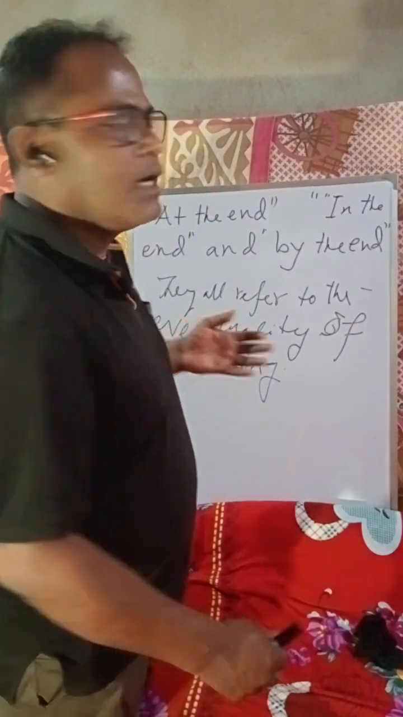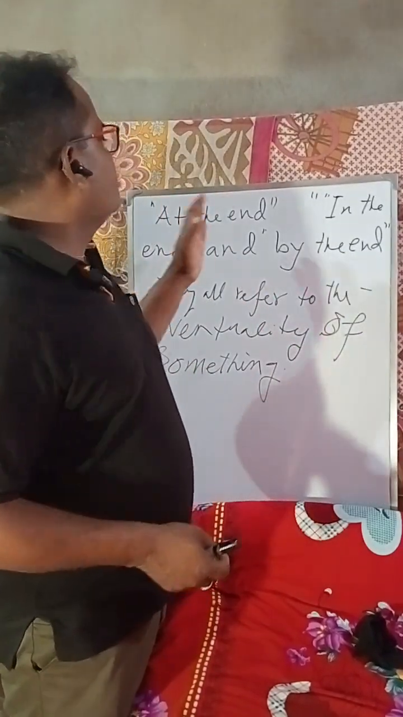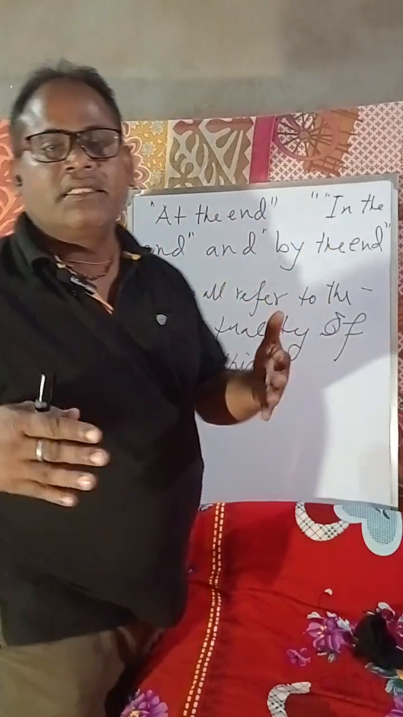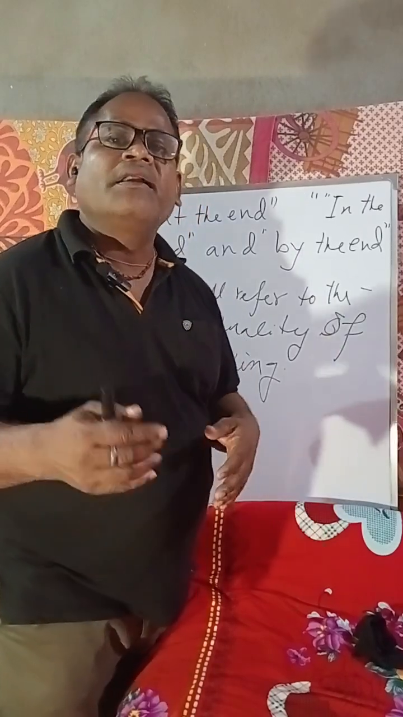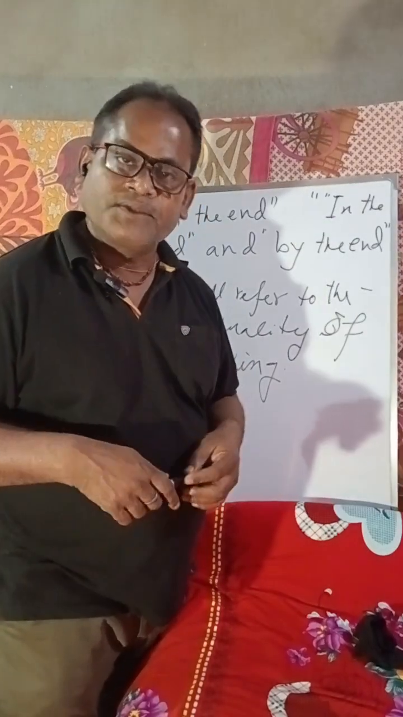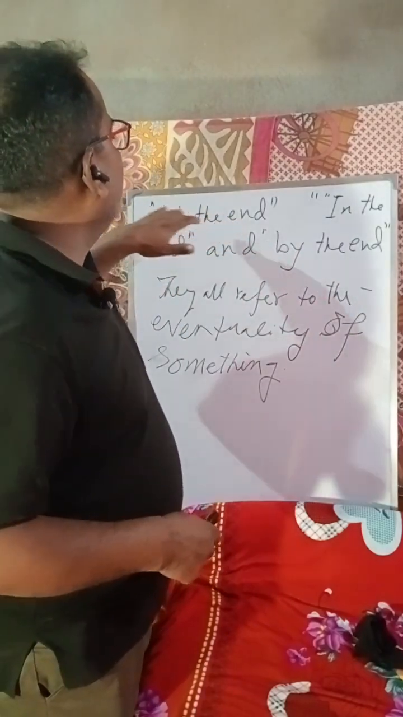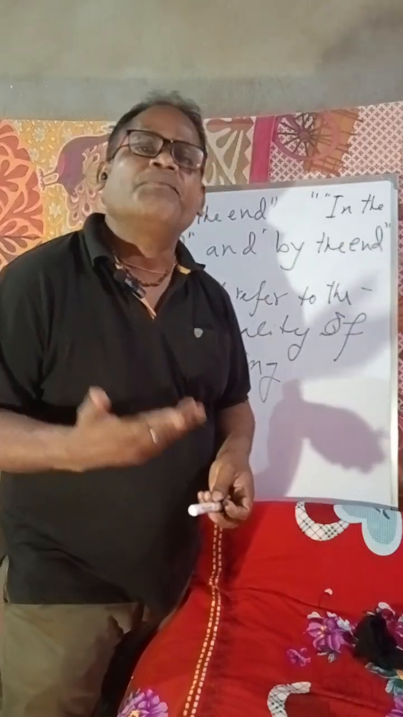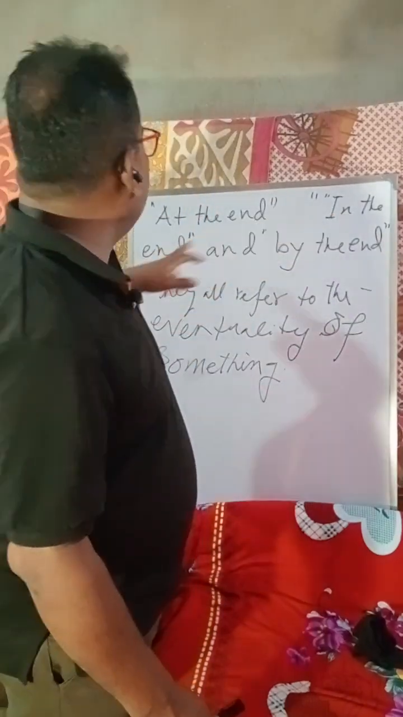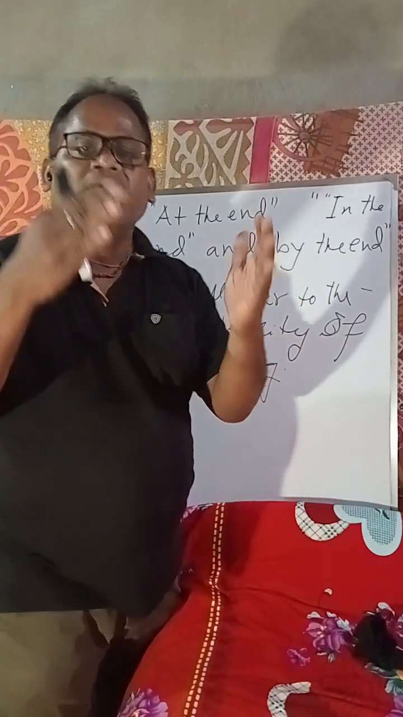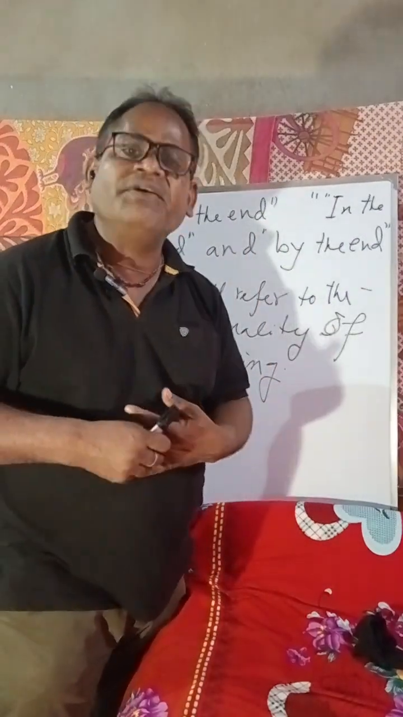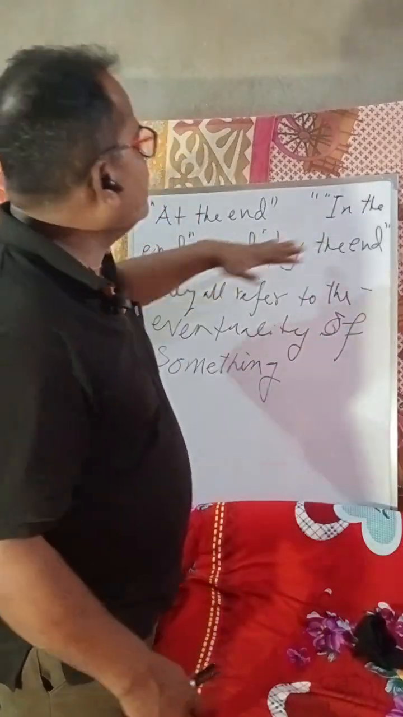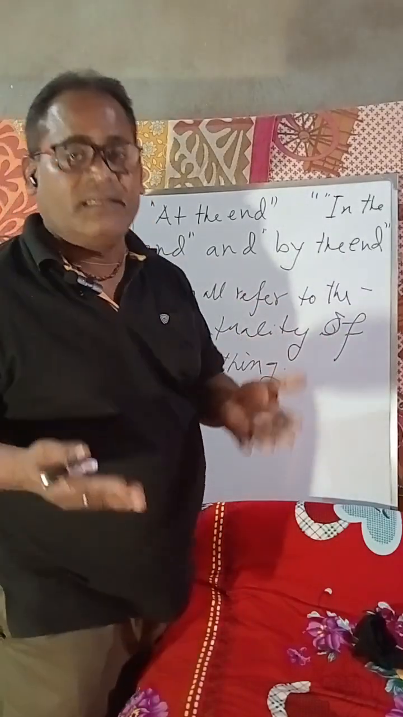In today's video, I'm going to talk about the uses of at the end, in the end, and by the end. Actually, all these three refer to the eventuality of something. If you look at the meaning of at the end, it means at the end either of an event or a place. Clear? In the end talks about eventuality. Understood? Eventually something happened. Finally.